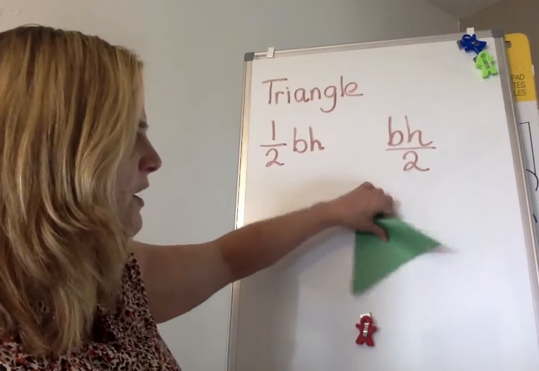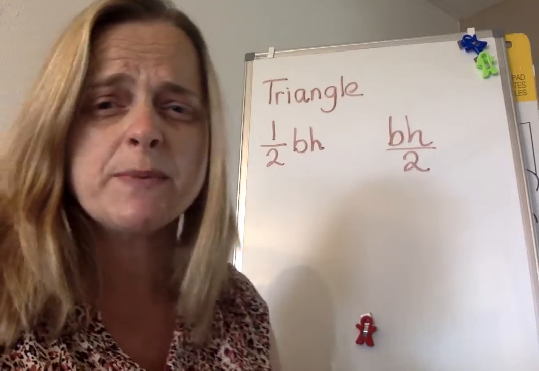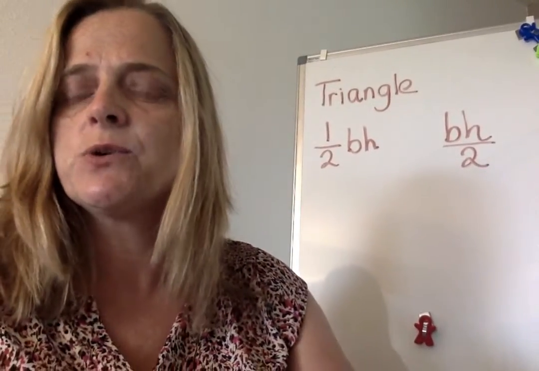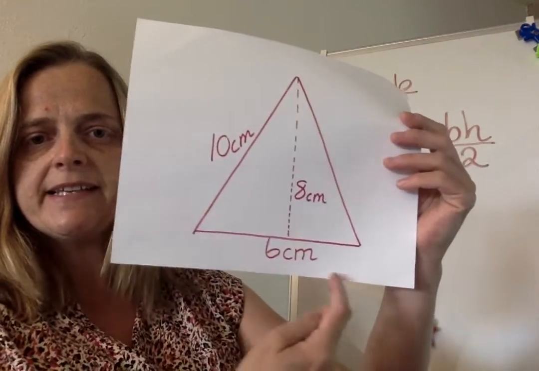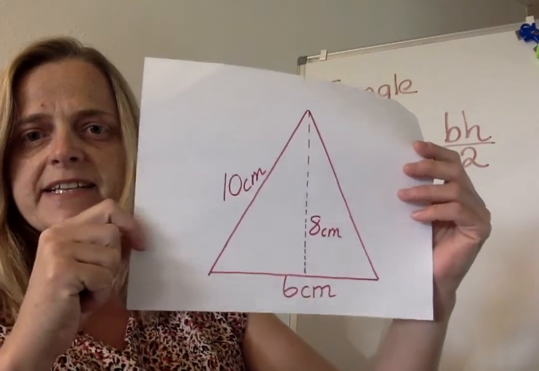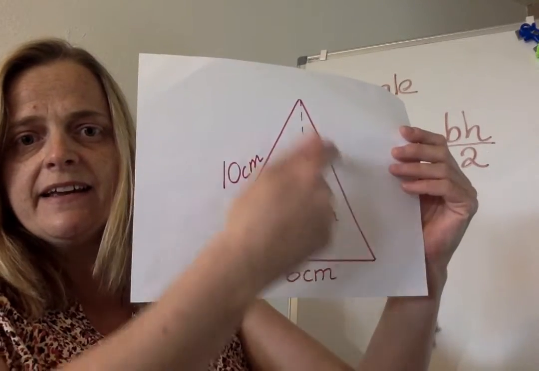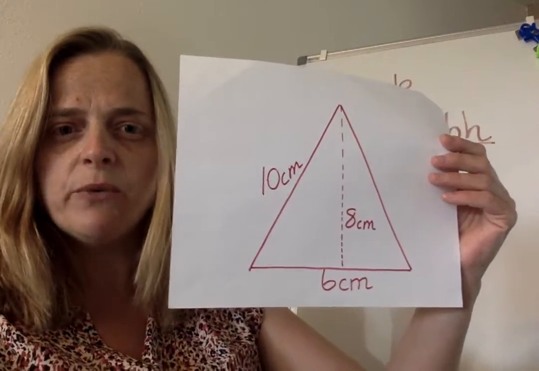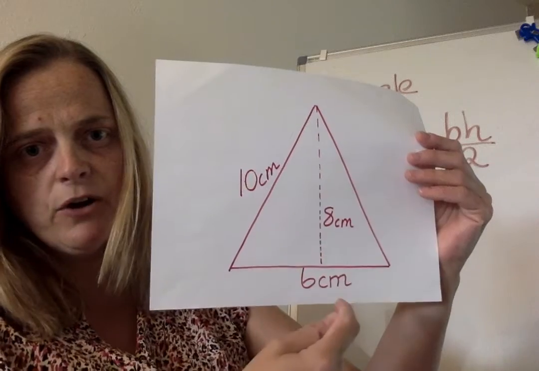What's important on triangles, just as it was with parallelograms, is you need to take the perpendicular height. So for example, on this one, you can see the base is 6 centimeters. One of the sides is 10 centimeters. This is an isosceles, so these sides are equal. That is a 10 centimeter side. But what do we use for height? We use the perpendicular line from the base to the top of the triangle for height.